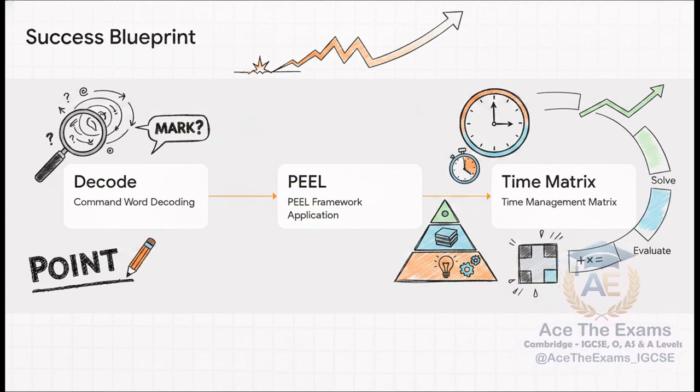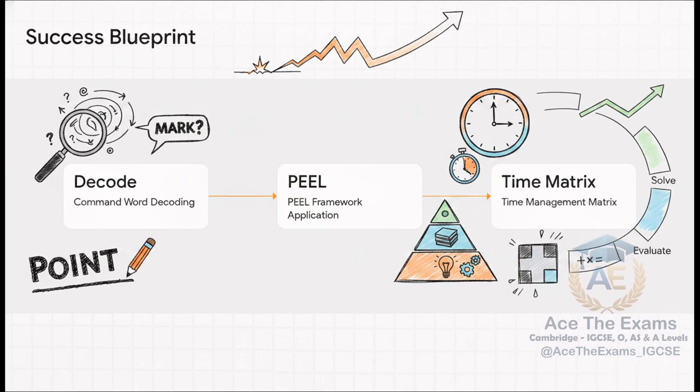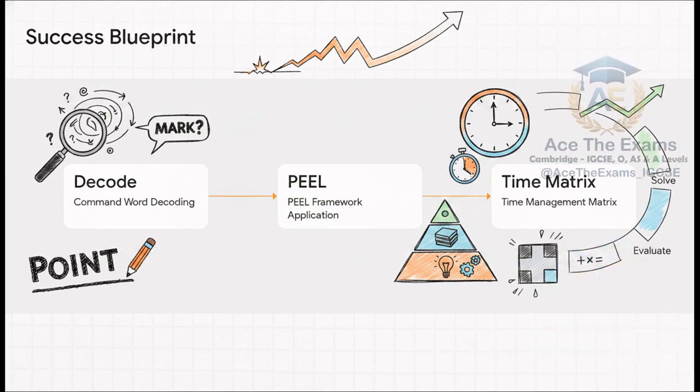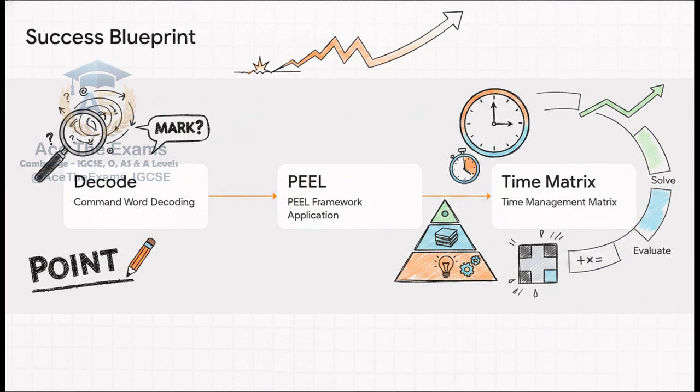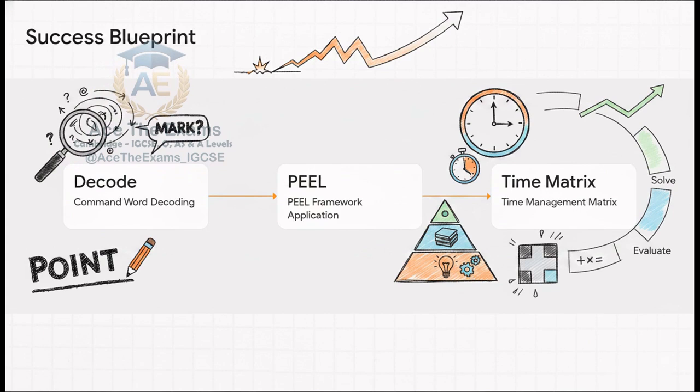Second pillar, PEEL framework application. Point, evidence, explanation, link. I want you to promise yourself you will never write an unsupported floating point ever again. Third pillar, time management matrix. Run the deconstruct, solve, evaluate sequence systematically every single time so you don't accidentally spend 20 precious minutes completely overthinking a 4-mark question.